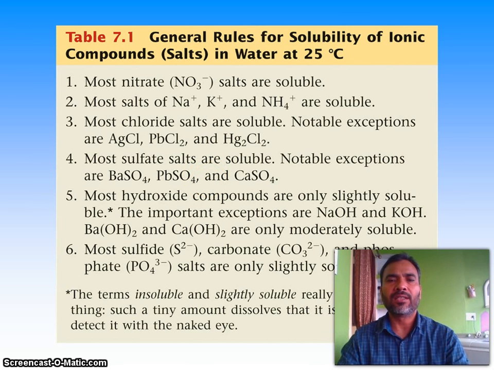Most hydroxide compounds are only slightly soluble. The important exceptions are sodium hydroxide and potassium hydroxide; barium hydroxide and calcium hydroxide are only moderately soluble. Most sulfide, carbonate and phosphate salts are only slightly soluble. The terms insoluble and slightly soluble are important for the beginner. If you don't know, the terms insoluble and slightly soluble really mean the same thing. Only a tiny amount dissolves, so small that it is not possible to detect it with the naked eye.